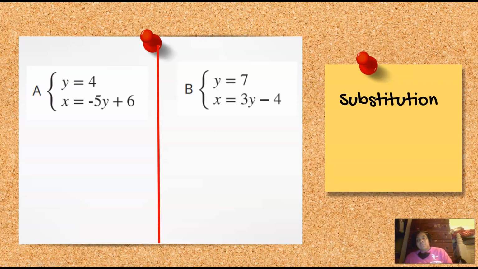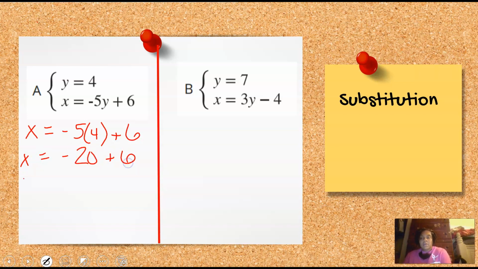Looking at the first one, we are going to be solving systems by substitution. And what substitution is, is when you replace a variable with a number that's given. So the first equation here, the y is given to you, so you replace the y with 4. So now you have x equals -5 times 4 plus 6. So now you have x equals -20 plus 6, and x equals -14.